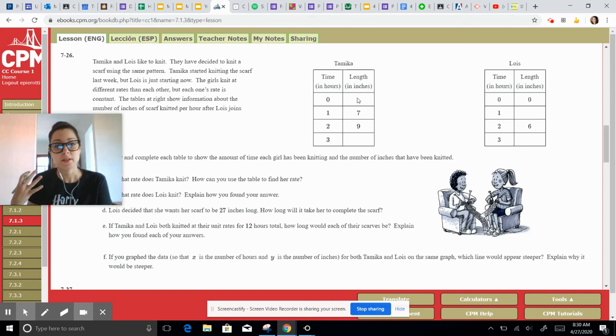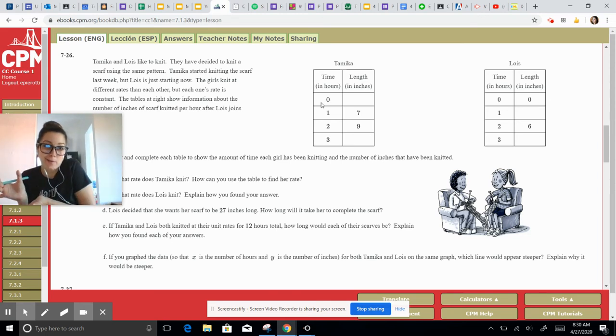So that means that Tamika is going to have some amount of scarf at 0 hours, which seems kind of weird, but that's because she had a head start. So it's like, I already started the scarf.